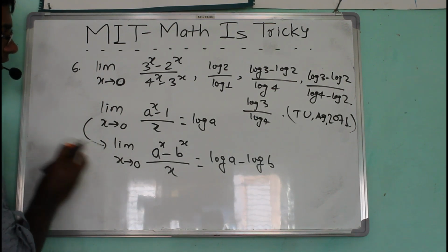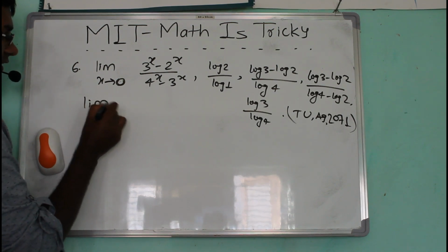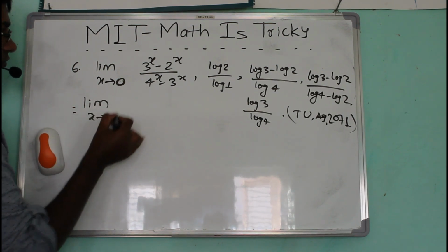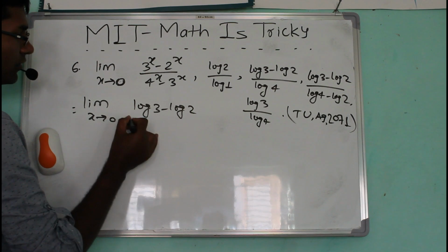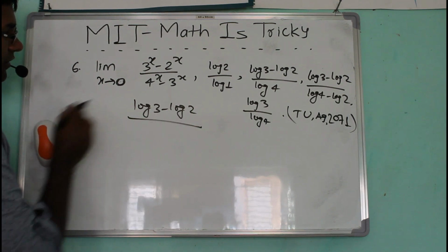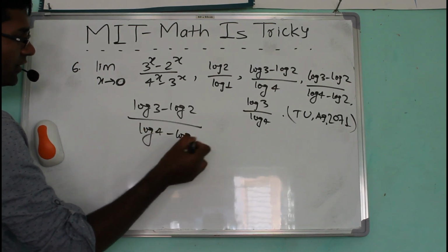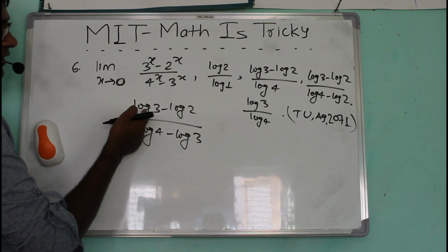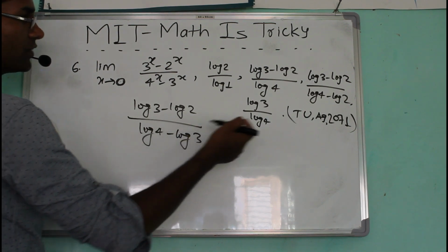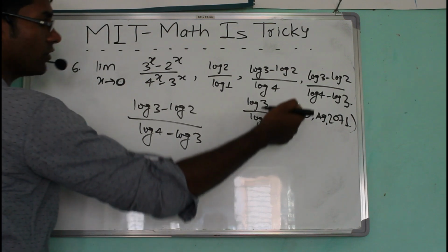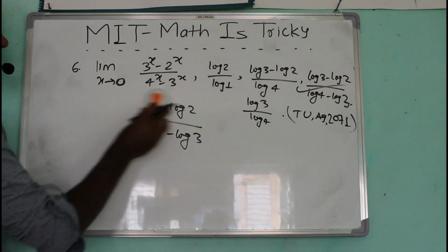So simply use this to get the answer. We can write limit x tends to 0, log 3 minus log 2 for the numerator, and for the denominator also we can write log 4 minus log 3. That's the answer. So what is our answer? This one matches with, I think, log 3. I think the option is incorrect, so log 3, and so number C is our correct answer. Okay, so you can write the answer for this.